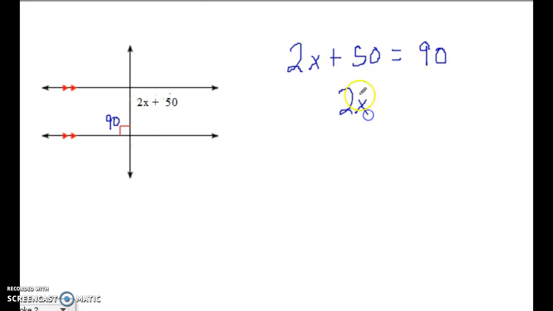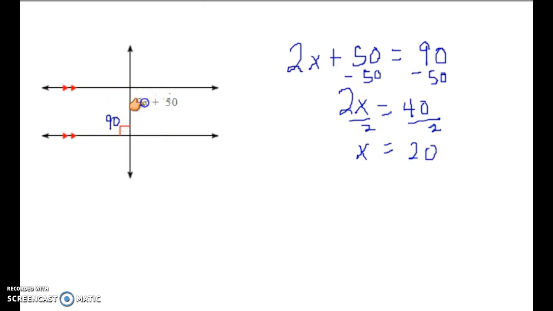So 2x plus 50 equals 90, I'm going to subtract 50 from both sides. So 2x is equal to 40. I'll divide both sides by 2. 2x, divide by 2 here. x is equal to 20. And then you can simply plug it back in. 2 times 20 gives you 40. 40 plus 50 gives you 90.